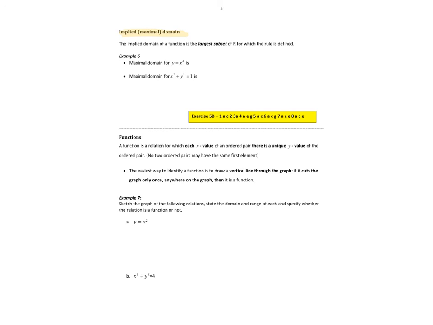So if you think about the graph of y equals x squared, it is just a parabola, and we know that we can put in any x value. So the implied domain for that is R. Again, that little circle that pops up that we haven't covered just yet. So that's a circle centered at the origin and has a radius of 1. So whilst it's a little bit new for us at the moment, the implied domain there is between -1 and 1.